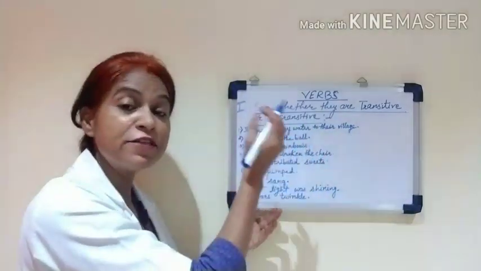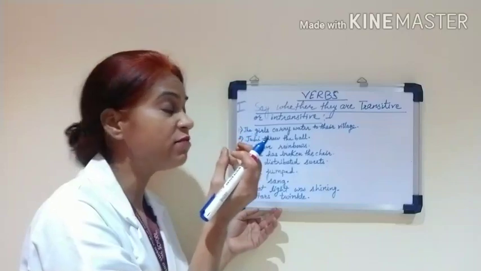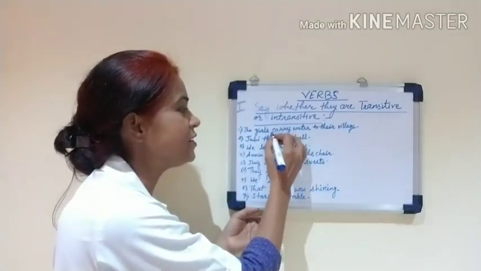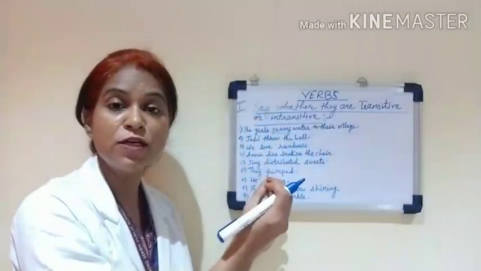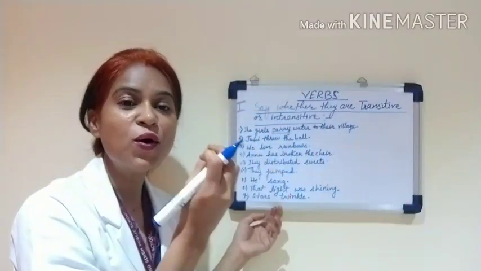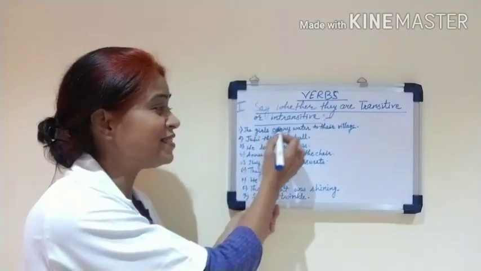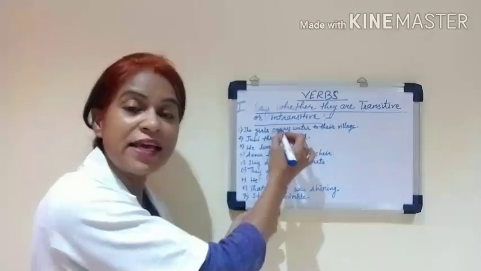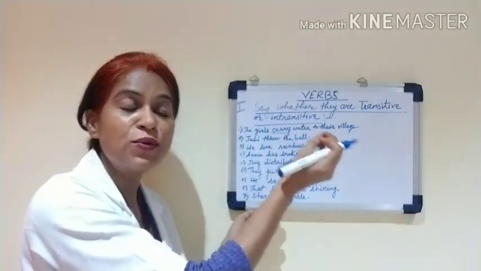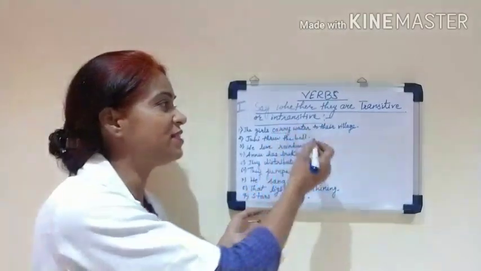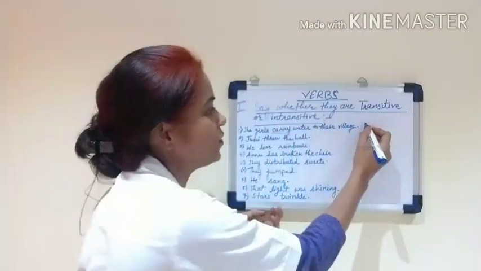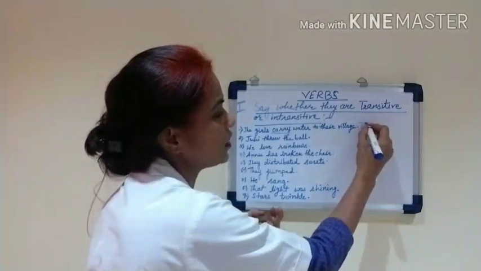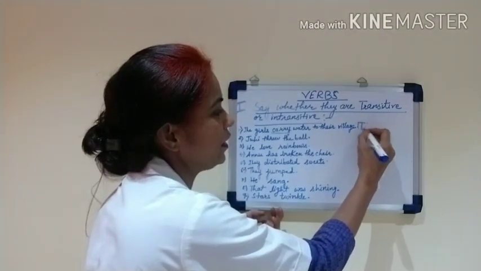What is verb here? First of all, pick out what is verb in the sentence. That is carry. And this verb demands an object. So the girls carry water to their village. This carry demands an object. So this one is a transitive verb.